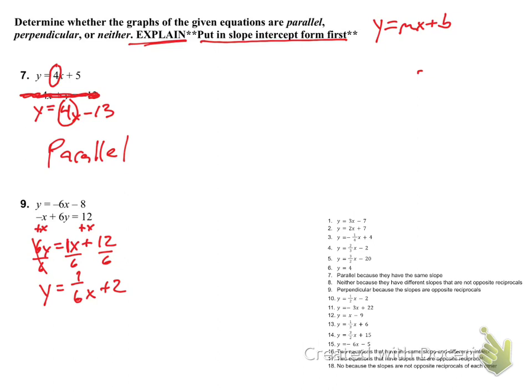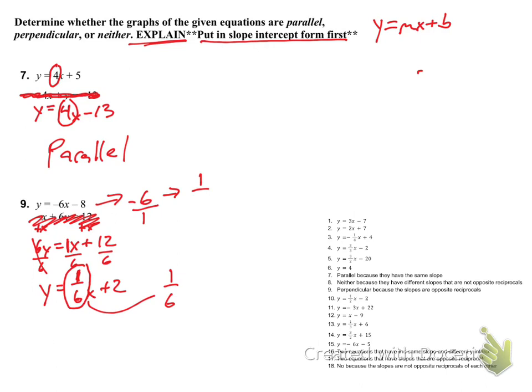Now the only thing that I'm interested in this entire thing is this positive 1/6. I'm done with this equation right here. So the slope of this line is -6. The slope of this line is a positive 1/6. These are opposite reciprocals, meaning if I do the opposite reciprocal, the opposite of -6 is 6, and this is just a number over 1.